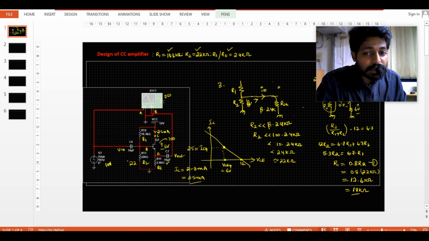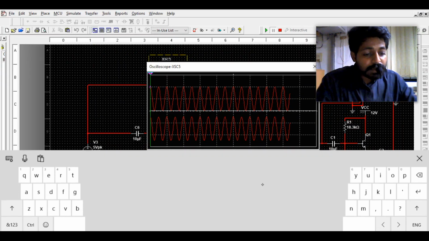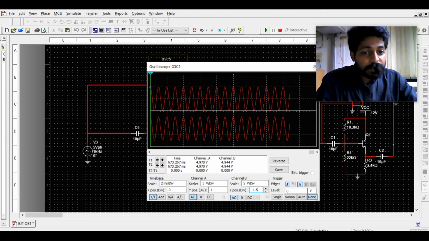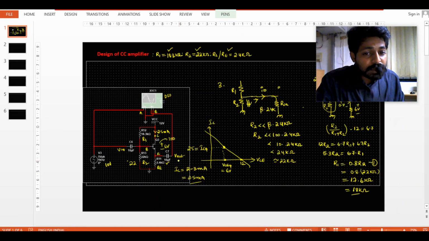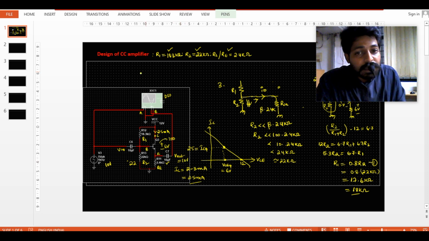So 10 volts is given as the input. From the output, channel B is 5 volts per division, with 2 divisions, 5 plus 5, around 10 volts. So the output is also around 10 volts, where V input is equal to 10 volts and V output is 10 volts. From this I can calculate the gain, which is around 1.